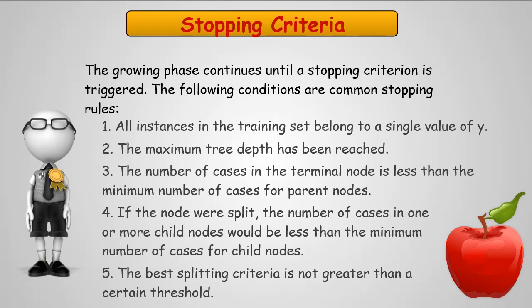Or the number of cases in the terminal node is less than the minimum number of cases for a parent node. Or if the node were to split, the number of cases in one or more of those child nodes would be less than the minimum number of cases that you allow for a child node. Or another final stopping criteria would be the best splitting criteria is not greater than a certain threshold, meaning I can't filter way more than a certain percentage of these rows.